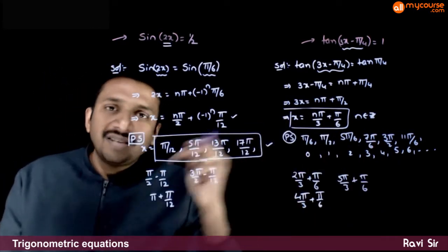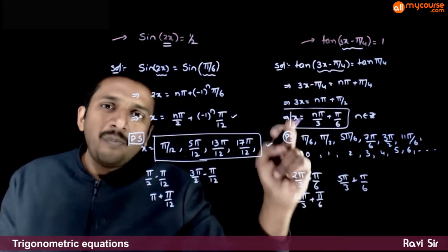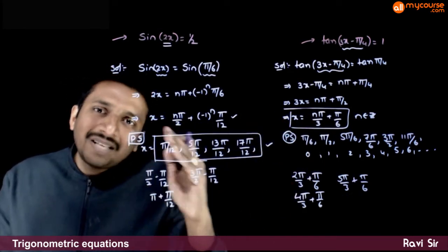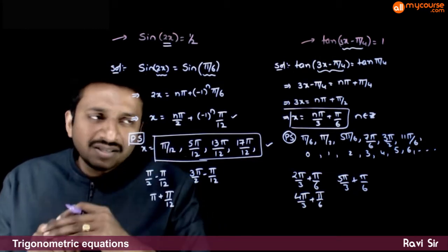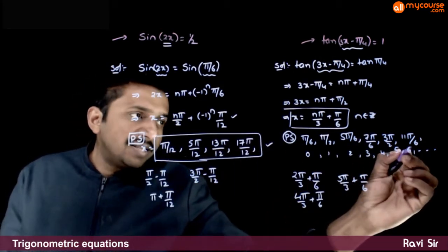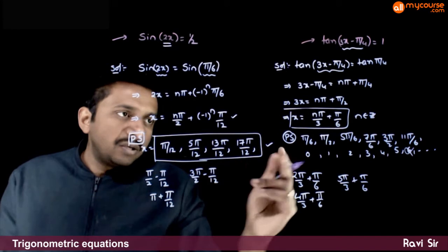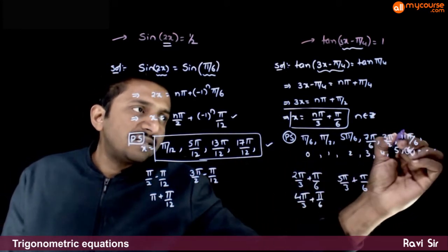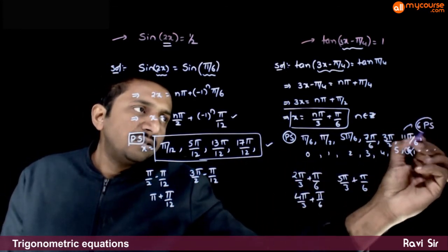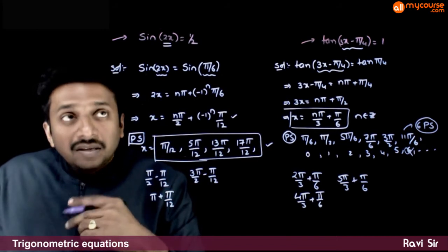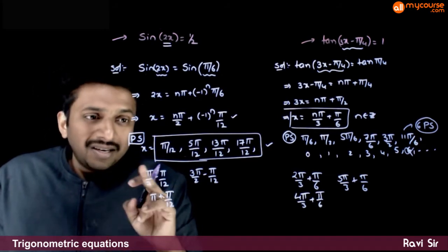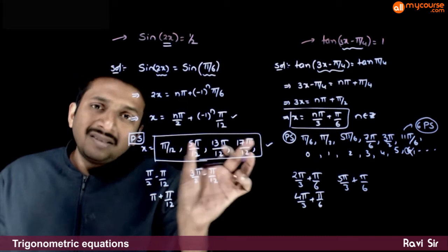Now if you put n is equal to 6, you have 2 pi plus pi by 6. It's 360 plus some angle. You're going beyond 360 degrees. So that cannot be considered in the principal solution. So you have 1, 2, 3, 4, 5, 6 principal solutions.